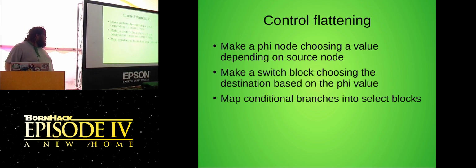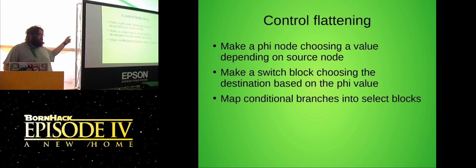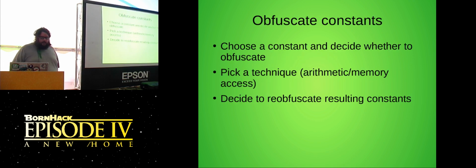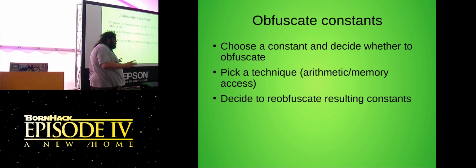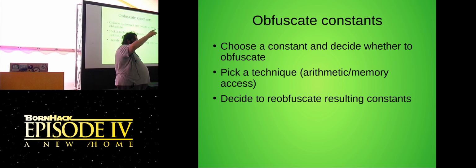I spent like 3 days trying to get this one to work. Let's talk about constant obfuscation. This is a lot simpler. So basically, we choose each one of the constants, and we decide randomly whether we want to obfuscate it further or not. We have two different techniques.